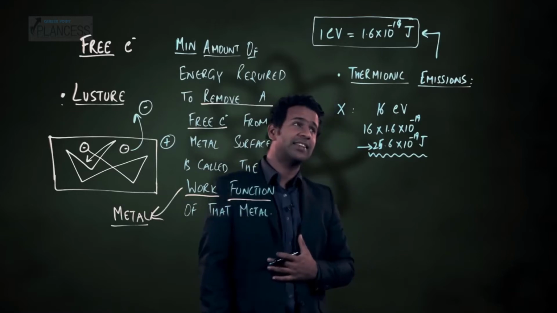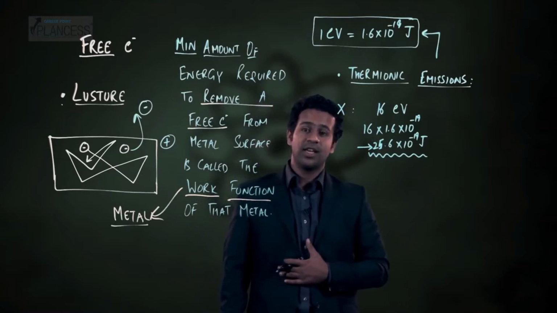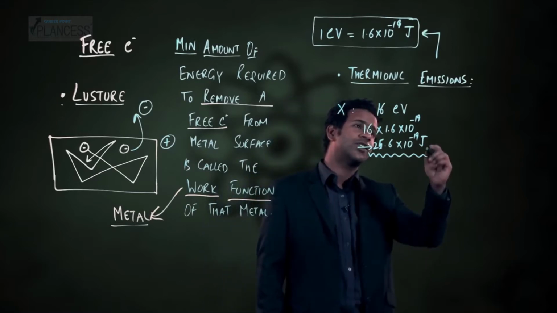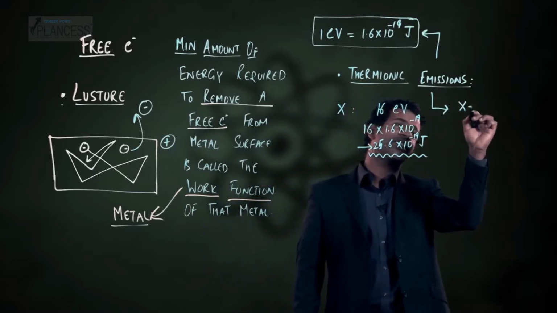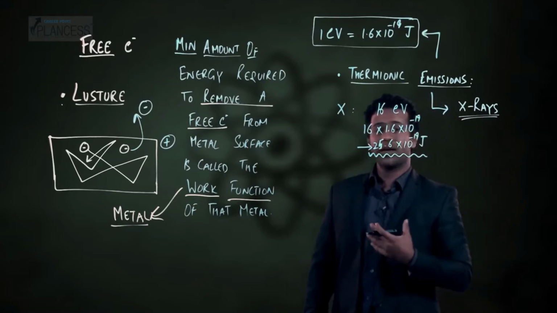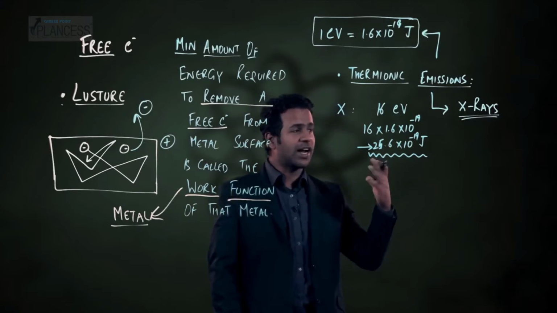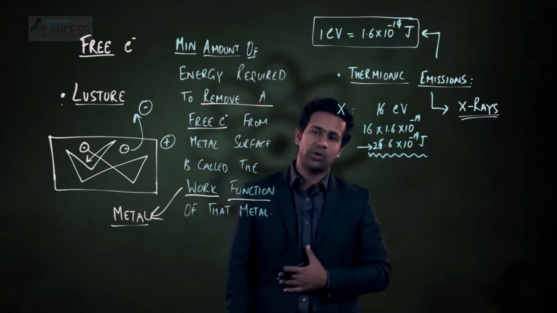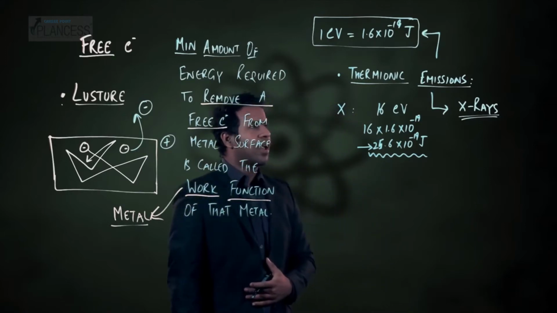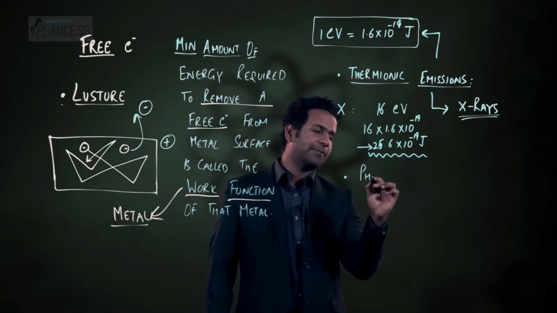And you would later see that this property has a variety of applications, the most prominent of which you could say is generation of X-rays. Thermionic emission is used to generate X-rays. You will study this in detail in later modules. Right. Next, let's also discuss photoelectric effect.